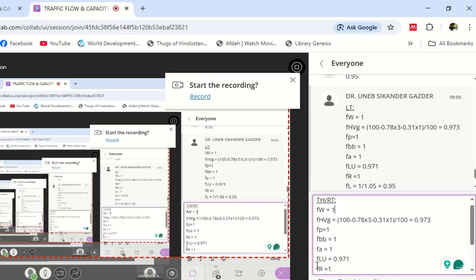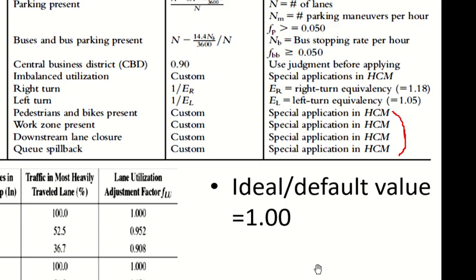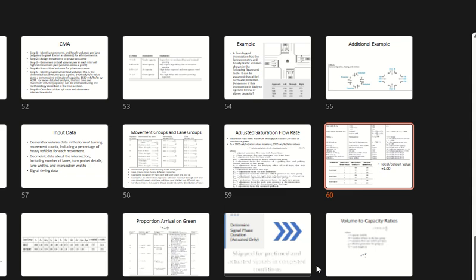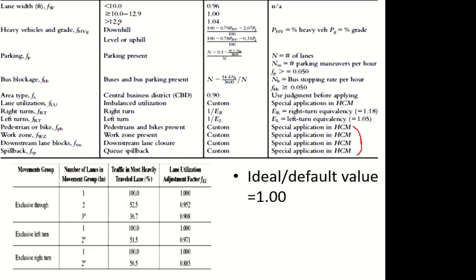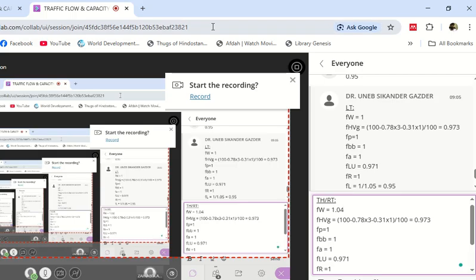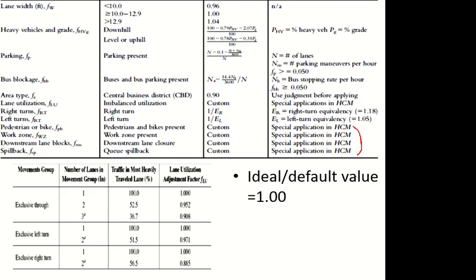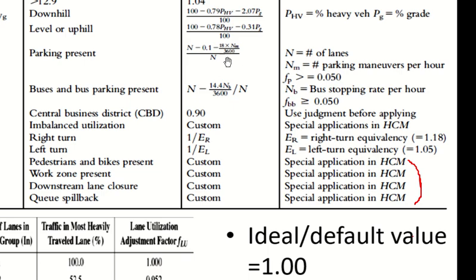Let us go through the list. Okay, for through and right, my lane width is 13 feet. So this one factor is 1.04. I have the same percentage of heavy vehicles and the same gradient, so this factor will not change. Parking, I have parking. Parking is on the right hand side lane, and I am doing it for the right hand side lane. So I will apply the parking factor now. How many lanes do I have? I have 1 lane.